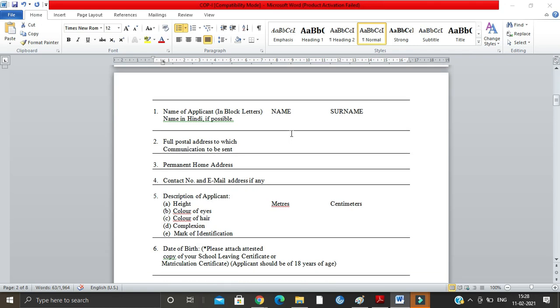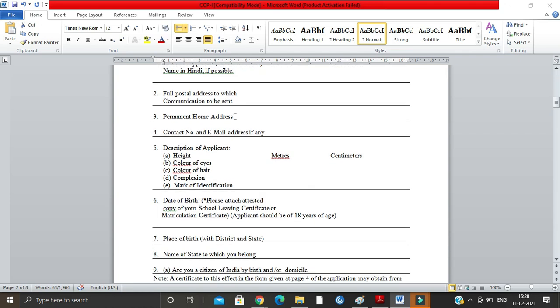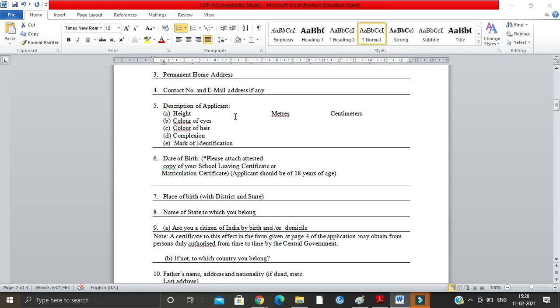Please write down all the names in capital letters, and the name in Hindi if possible. If it is written here, you can write in English also. There is no hard and fast rule. Then the full postal address, here you will put down your postal address. Then again you can put the address here, the same address, but do not say same as above. Write down the full address, contact number and email you can put here.